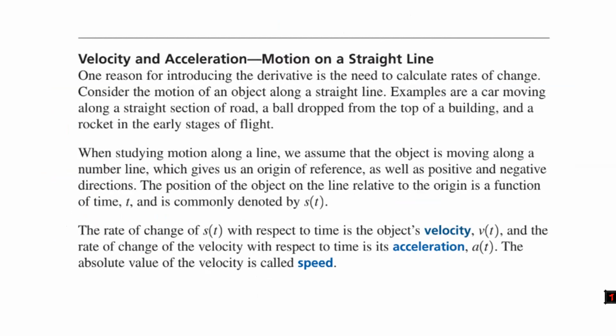These are three regular imaginative problems that you can get, because that's what you usually do. You drop a ball in your physics class or wherever. When studying motion along a line, we assume that the object is moving along a number line, which gives us an origin of reference as well as positive and negative directions.